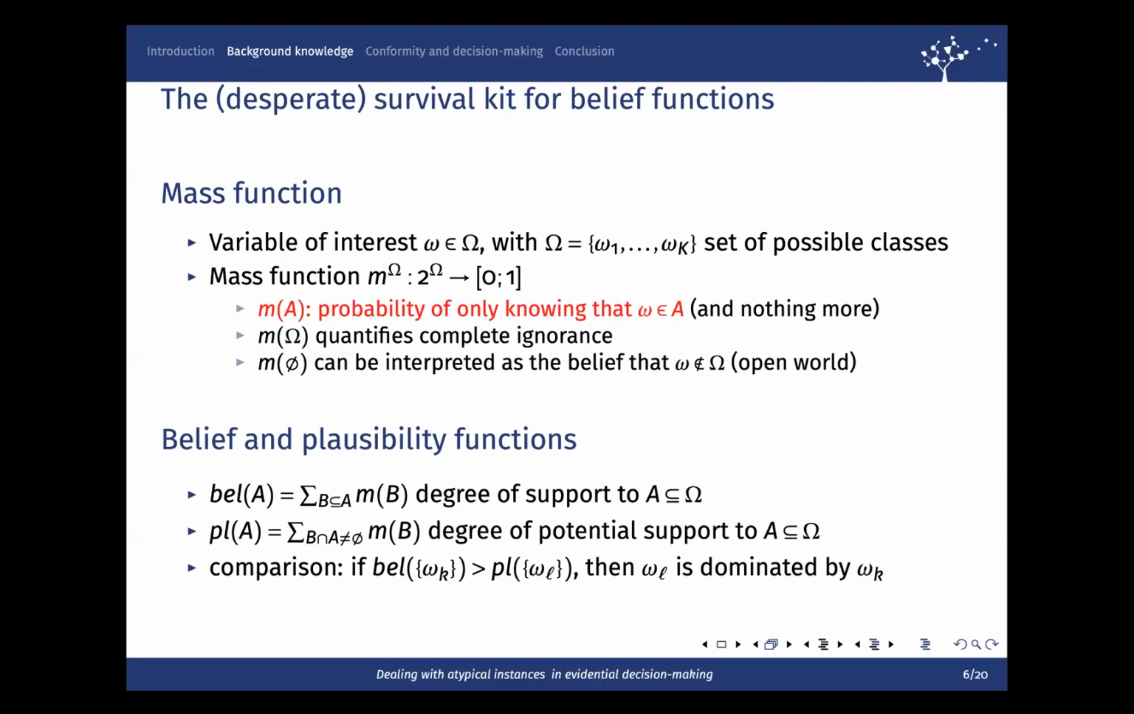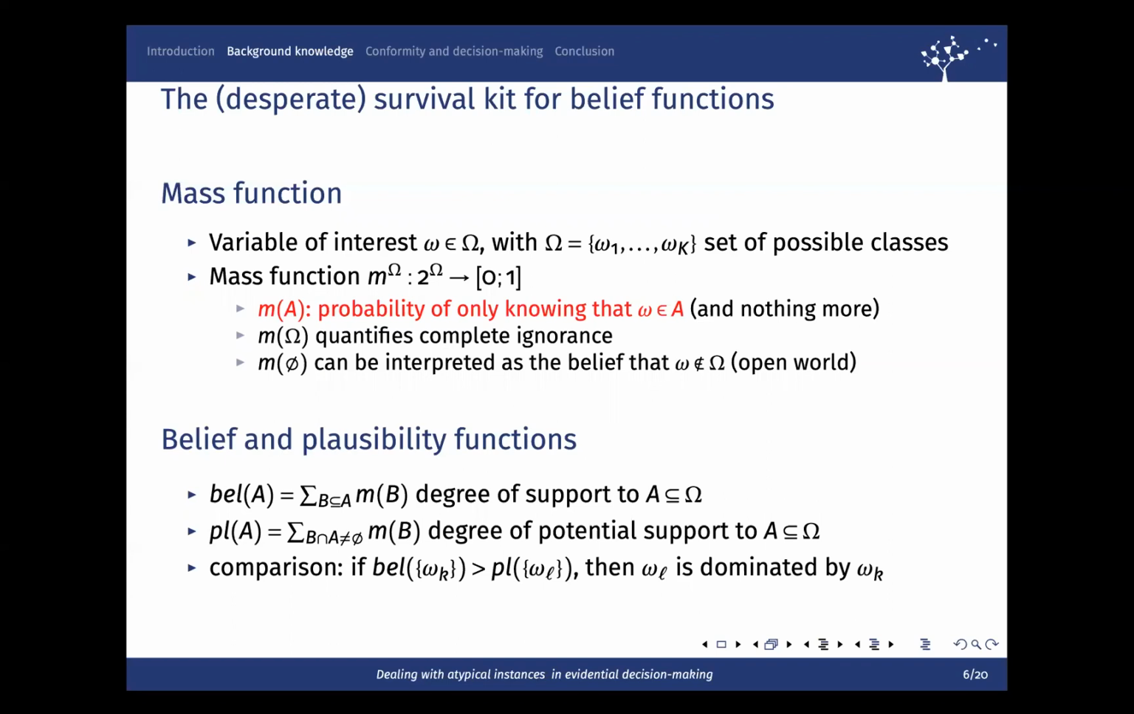The mass given to omega quantifies therefore complete ignorance with respect to the actual class of an instance, and the mass given to the empty set can be interpreted as the belief that the instance belongs to another class, which is not known yet.